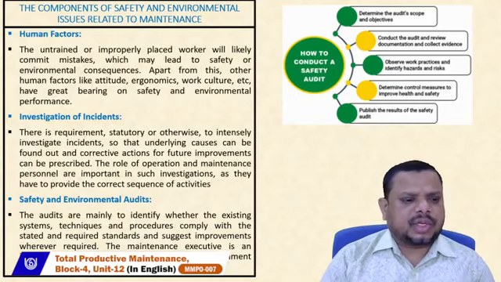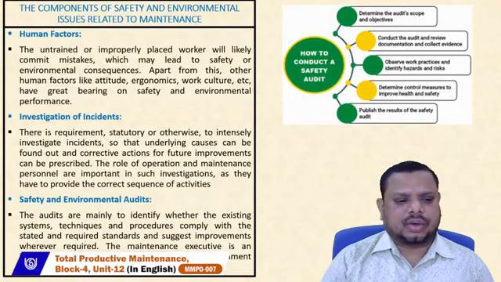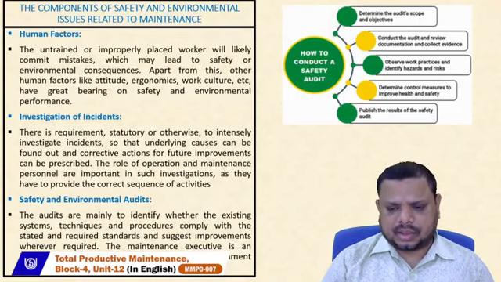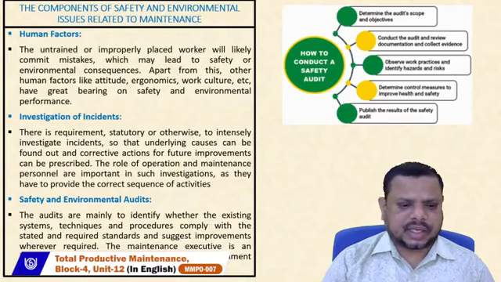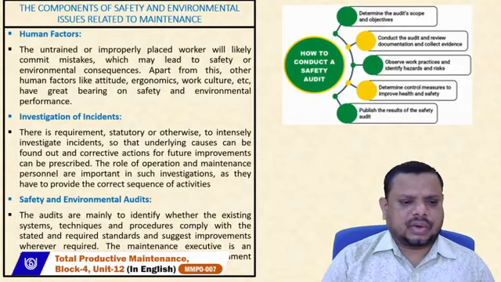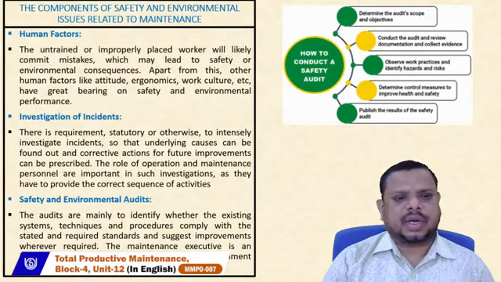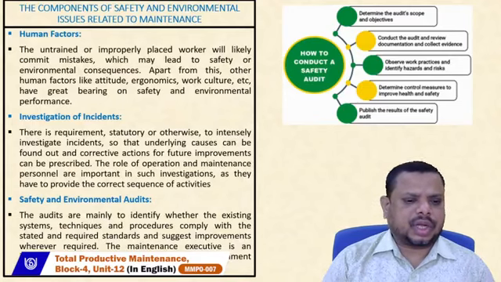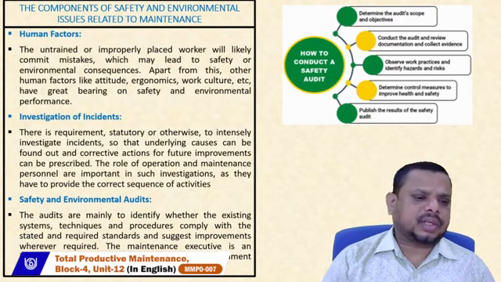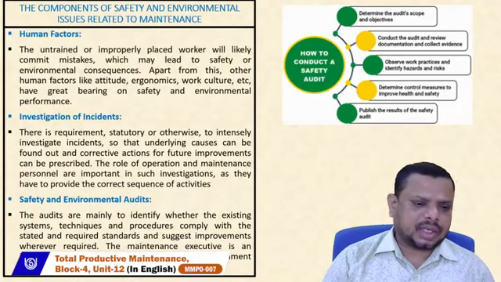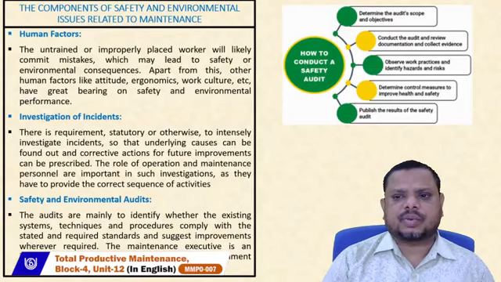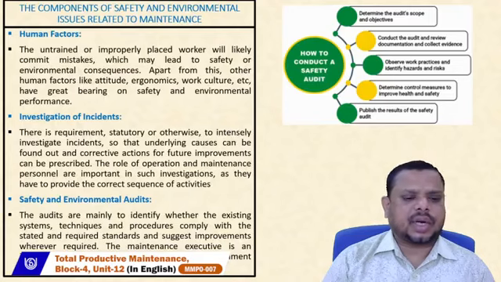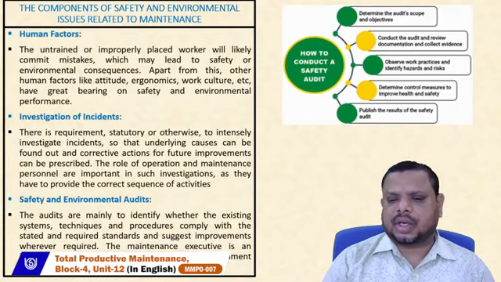The last component we have is safety and environmental audits. An audit is an investigating procedure, mainly used to identify financial assets or asset management on the company's side. It is also done from the safety and environmental points of view. That is why every financial year, the company conducts an audit for safety and environmental issues. Audits are mainly to identify whether the existing systems, techniques, and procedures comply with the stated and required standards, and to suggest improvements where required.